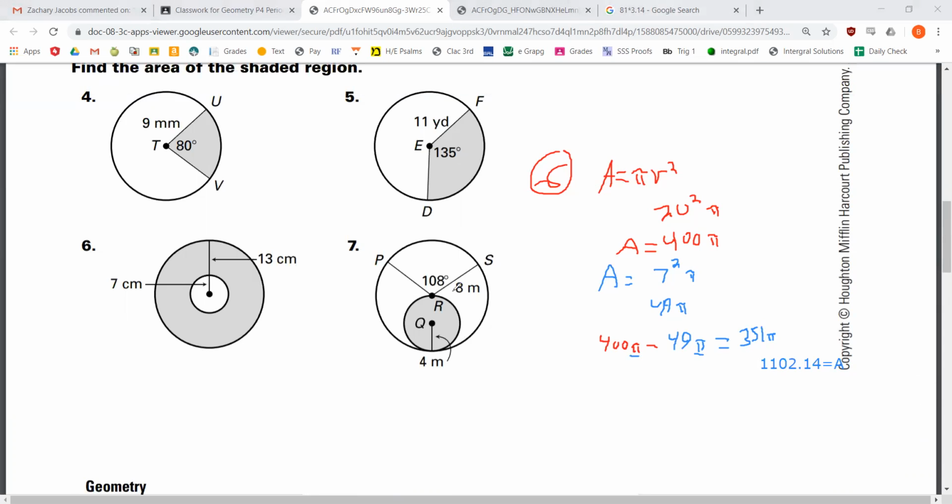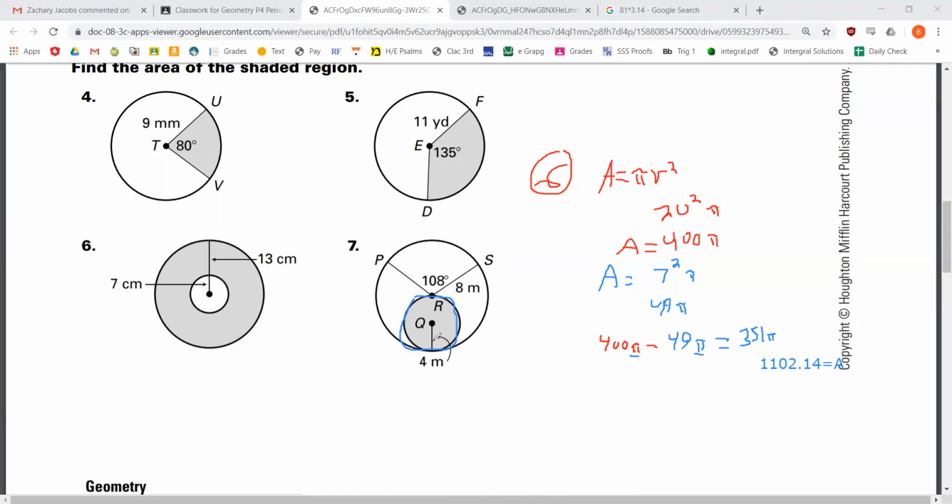Number 7, I looked at it and I'm like, they just gave unnecessary information. Remember, what are we looking for? We're looking for the area of the shaded region. So just this little circle. So we could forget the 108 and the 8. Yeah, it turns out it's not necessary. If they reversed the question, it would be necessary, but it doesn't matter in this case.